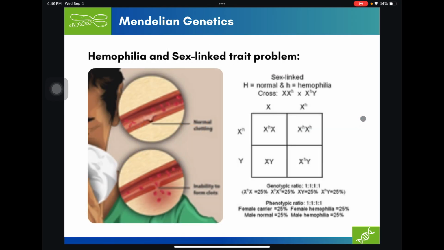Hemophilia is actually another example of our sex-linked trait problems, wherein the majority of the carriers are female and this is usually expressed among male patients. As we can see in this Punnett square, medyo malabo.